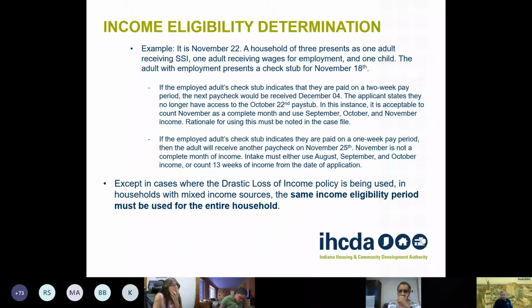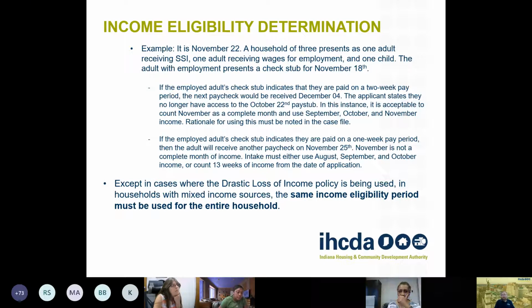An example of that would be, suppose it's November 22nd. There's a household of 3 presenting as 1 adult receiving SSI, 1 adult receiving wages for employment, and 1 child. The adult with employment presents a check stub for November 18th. If the employed adult's check stub indicates that they are paid on a 2-week pay period, then since they provide that November 18th pay stub, you can calculate that their next paycheck is going to be received on December 4th. The applicant states that they no longer have access to the October 22nd pay stub.